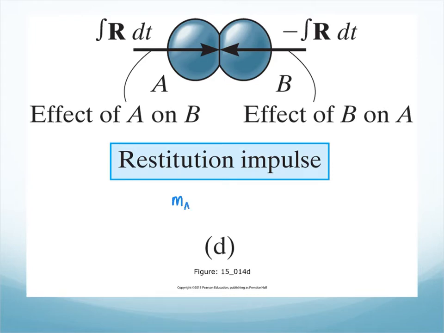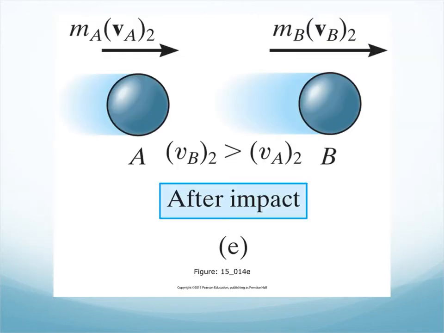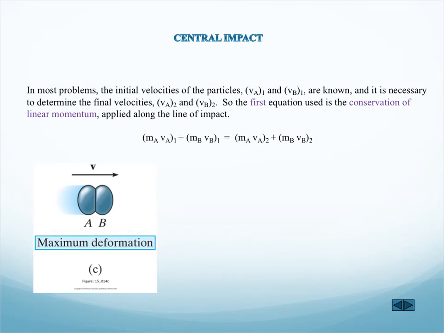And so for A, it was initially moving with that velocity that they had during the maximum deformation. Then there's the restitution impulse, and in the end, it moves with its final velocity. And so that's its final momentum. Once they've lost contact, they just move on with their final velocities, and that's what the picture looks like.